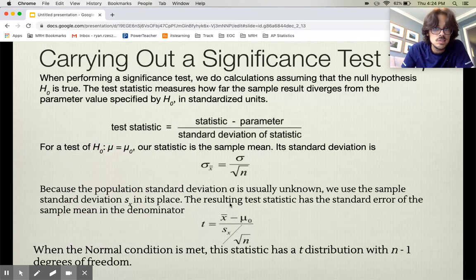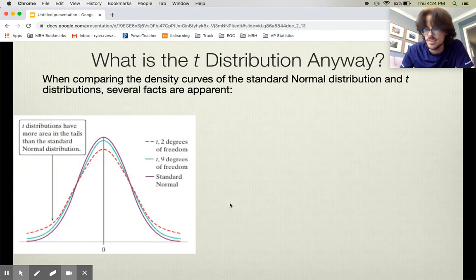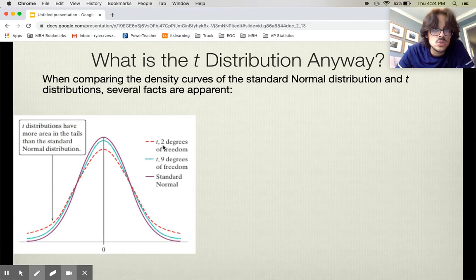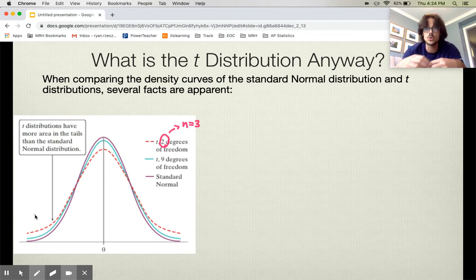But as the graph progresses, if you look at this picture right here, the red graph at the right here along my cursor has 2 degrees of freedom, meaning that the sample size for that one is 3. When you have a really small sample size, the tails of the graph get pretty large because there's a lot of fluctuation when your sample size is that small. Then I put another example right here in teal with 9 degrees of freedom, that being a sample size of 10.